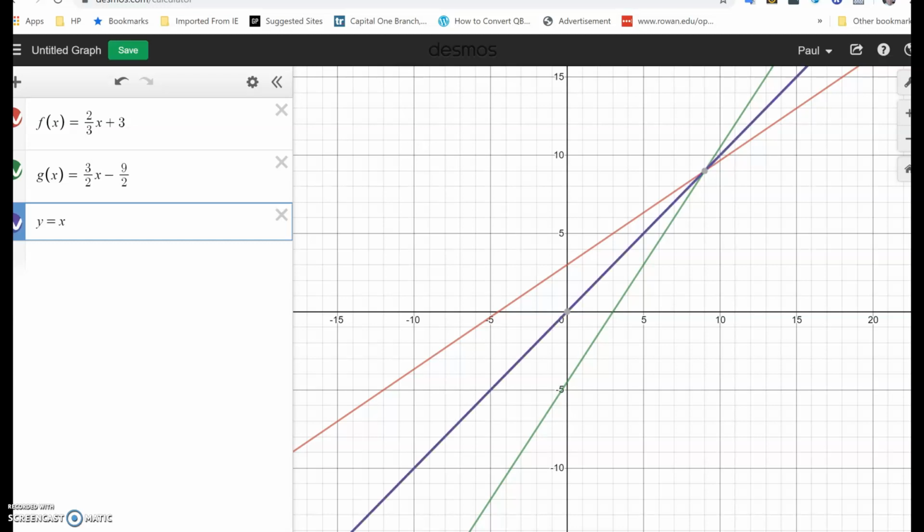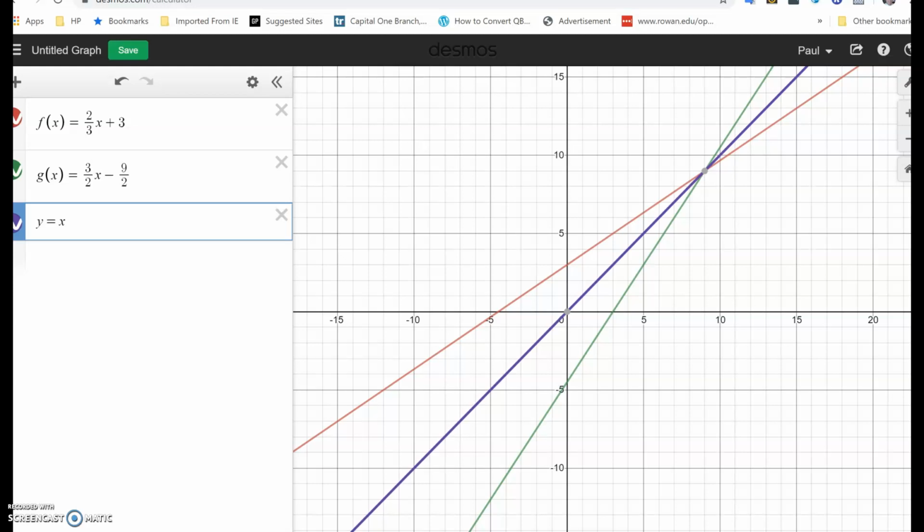Watch closely. Y equals x is a line of symmetry. The red function and its green inverse are symmetric around the line y equals x. A function and its inverse should always be symmetric around y equals x because you're inverting the y's and x's. You're labeling y's as x's and x's as y's.